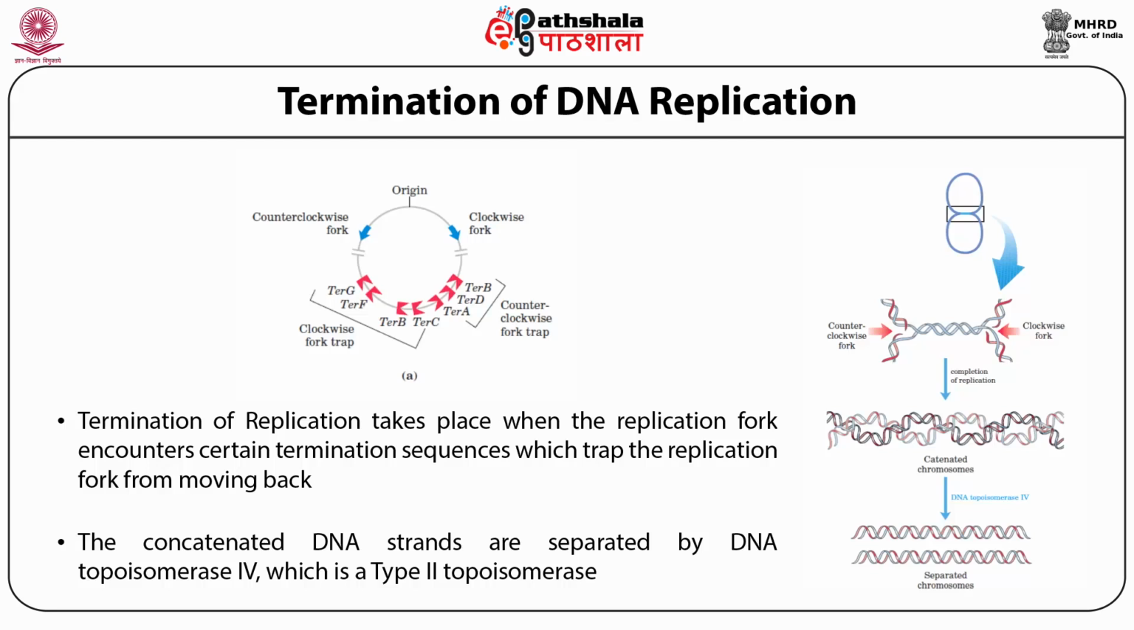The replication forks stall and replication stops. Now, if you can see the figure on the right, you can see that at the end of replication, the DNA strands are usually concatenated. So, these are separated by an enzyme called DNA topoisomerase 4, which is a type 2 topoisomerase. So, it will cause double stranded breaks and then separate the chromosomes and then ligate them back together.